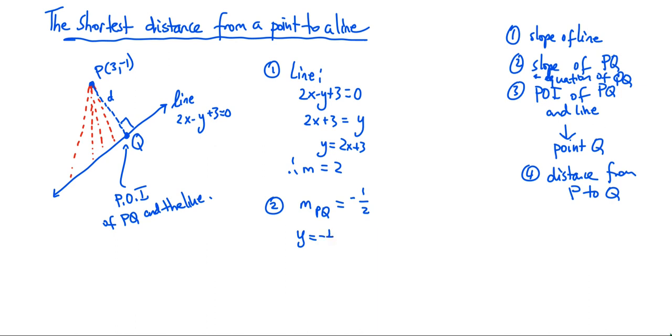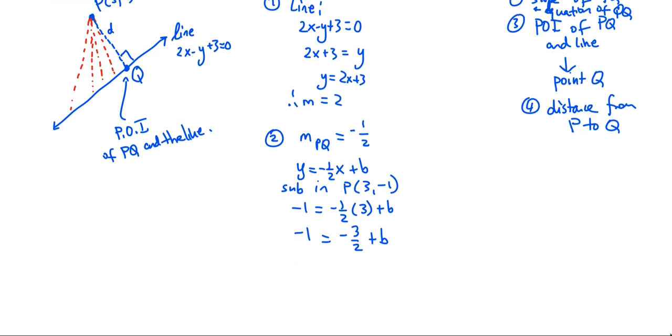So y equals negative 1/2 x plus b. I'm going to have to sub in a point. I don't have Q. I have to sub in 3, -1. That's all I have. Okay, so negative 1 equals negative 1/2 times 3 plus b. Negative 1 equals negative 3 over 2 plus b. Negative 1 plus 3 over 2 equals b. I'm going to have common denominators so I can add. And so now I have 1/2 equals b.